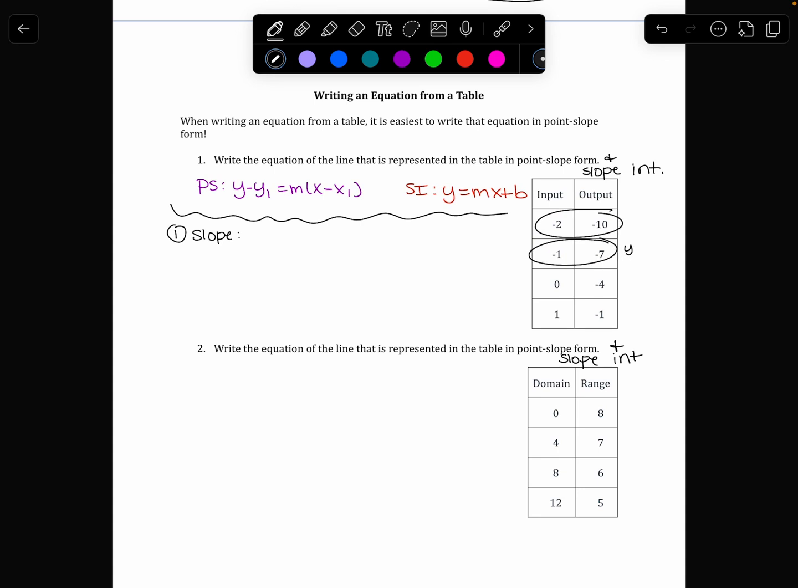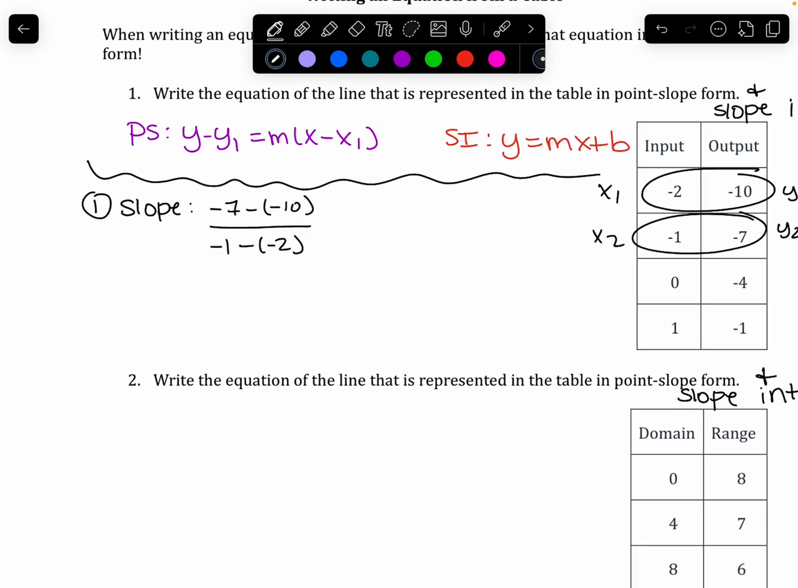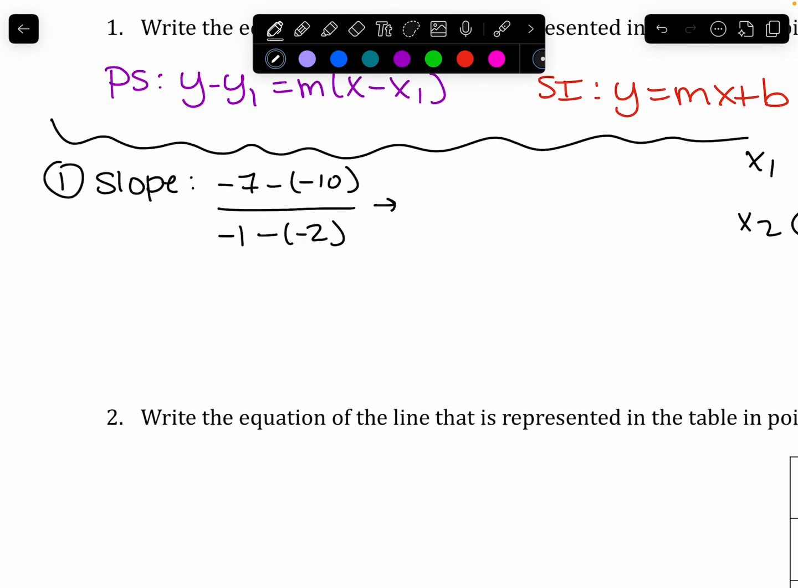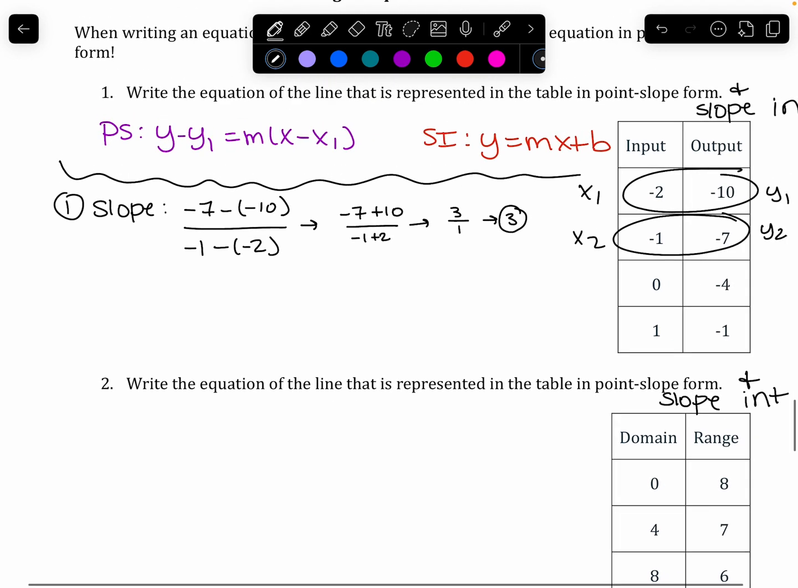We talked about finding slope from a table back in 3.1 when we did slope. Okay, you have your 2 coordinates that you're going to use. Here's your y2 and your y1, your x1 and your x2, and you're still just going to use the slope formula. So negative 7 minus negative 10 over negative 1 minus negative 2. I chose really disgusting coordinates. Sorry. Okay, so this is going to become negative 7 plus 10 over negative 1 plus 2. That's going to be 3 over 1, which is 3.